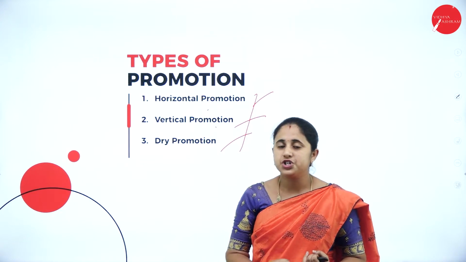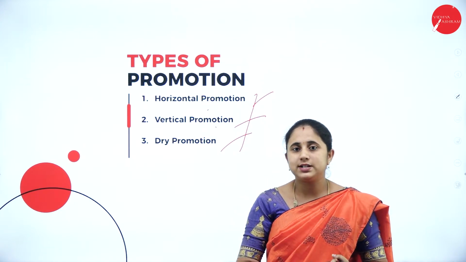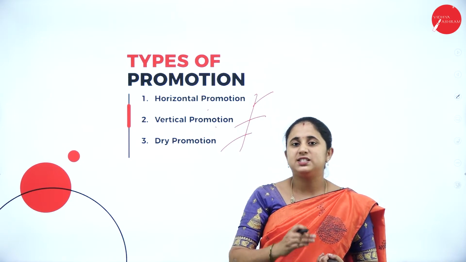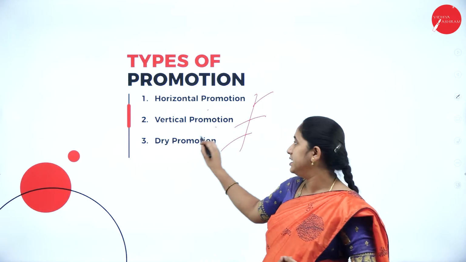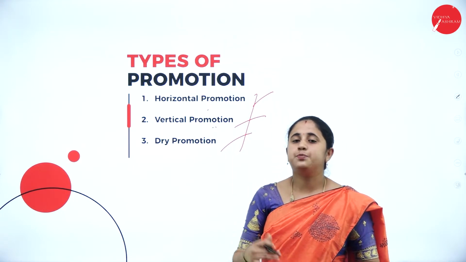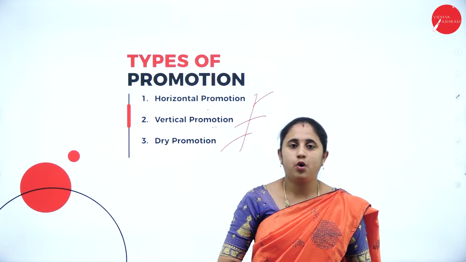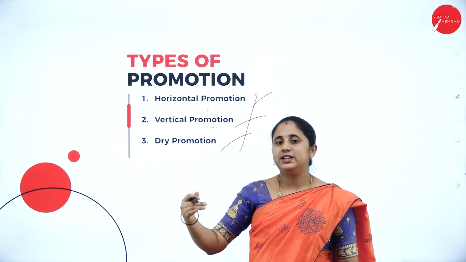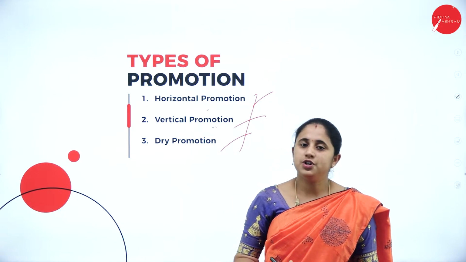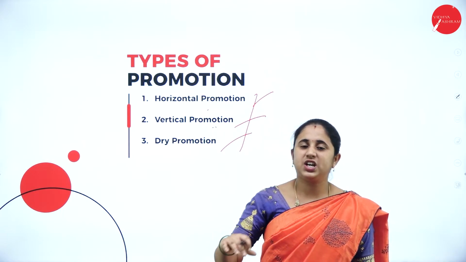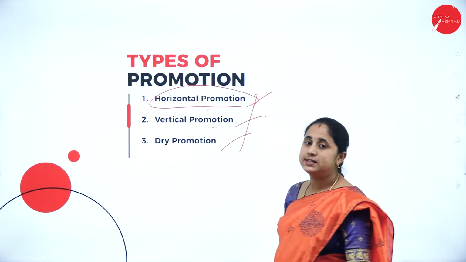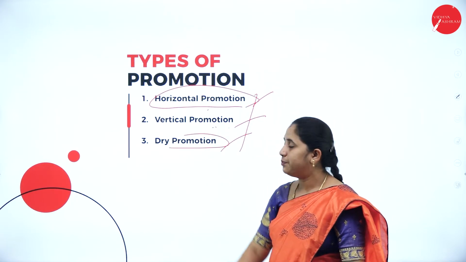Under vertical promotion, salary, status, roles and responsibility, along with all these things, the work will change. For example, a functional head is promoted as a chief executive officer. Here, along with the responsibilities, duties, salary and status, the work also changes. The whole work is changed under this vertical promotion.